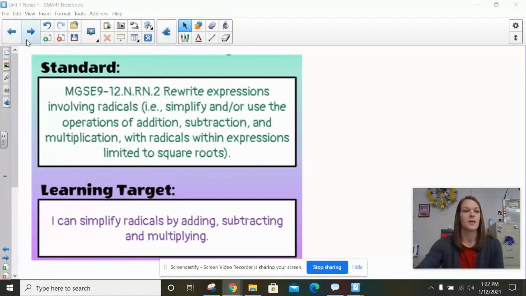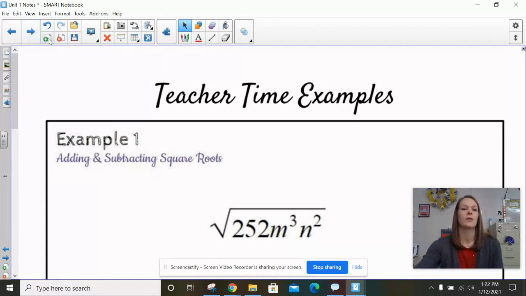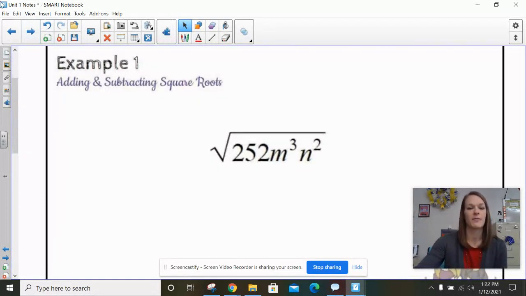Okay. So let's take a look at one of these first examples. You have an expression right here. This is your radical, and you need to simplify it. Simplifying is just like simplifying a fraction: you put it in its simplest form. That's basically what we have to do here, take a radical expression and put it in its simplest form.